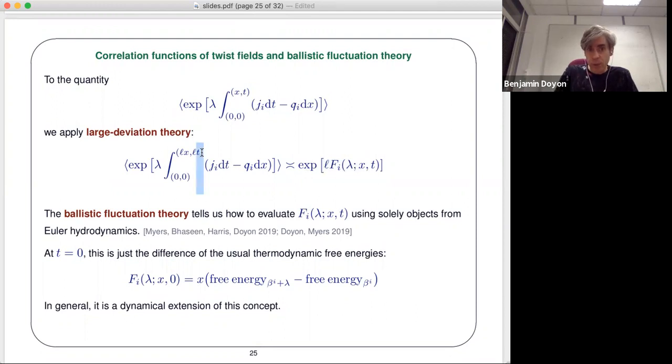With time non-zero, it is more complicated. That object is essentially some dynamical extension of the concept of free energy. Any questions about this? The point is to calculate this F. So how do you calculate this F?